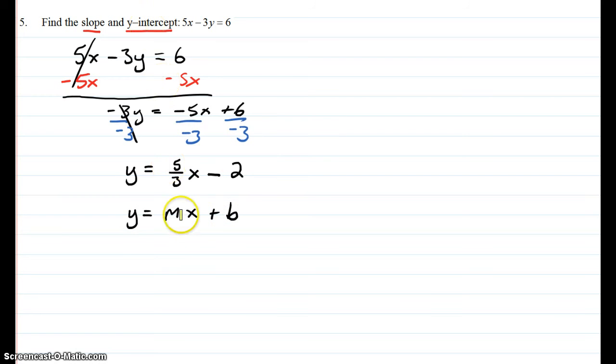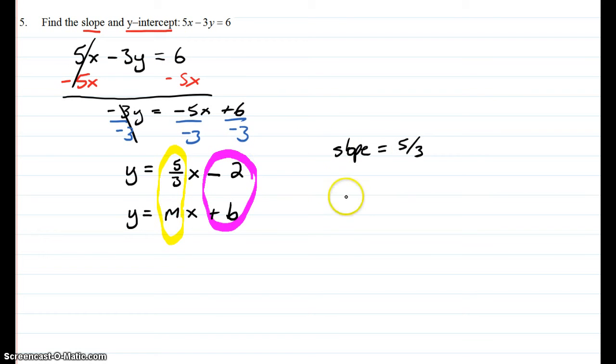So that means our slope, our m, is going to be a positive 5/3. And our y-intercept, our b, is going to be a negative 2.